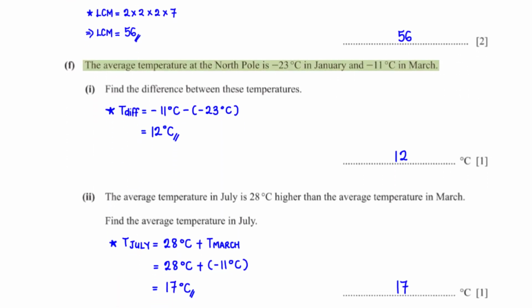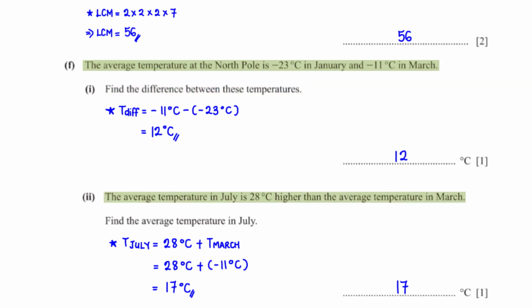The average temperature at the North Pole is -23 degrees Celsius in January and -11 degrees Celsius in March. Find the difference between these temperatures. To get the difference, we simply subtract the lower temperature, which is negative 23 degrees Celsius, from the higher temperature, which is negative 11 degrees Celsius. This gives us 12 degrees Celsius.